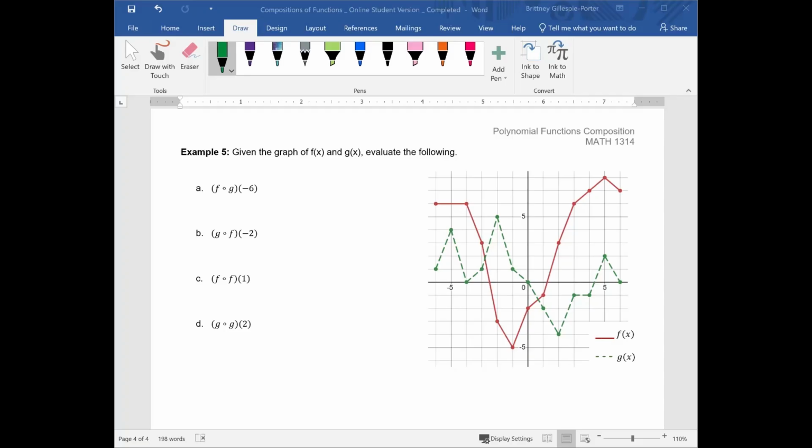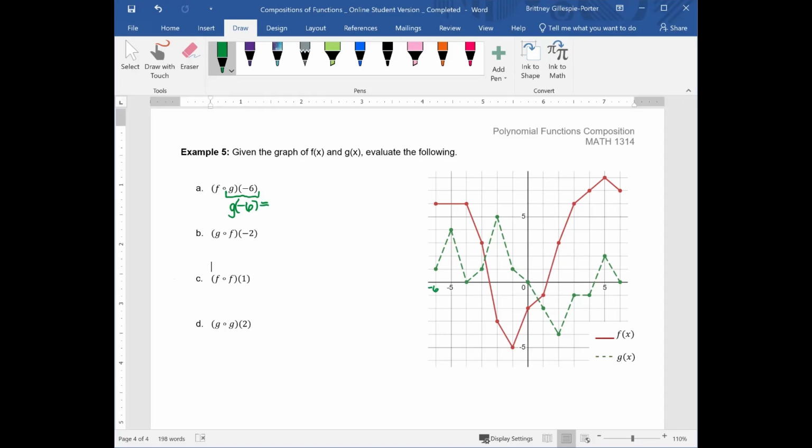Okay, same type of example as from the chart, but this time we actually have the graphs. We're going to tackle it the same way, but notice that my solid red line is f of x and my dashed green line is g of x. So instead of looking in a chart, we've got to look at the graph, but we're still going to approach it the same way. We need to find g of -6 first.